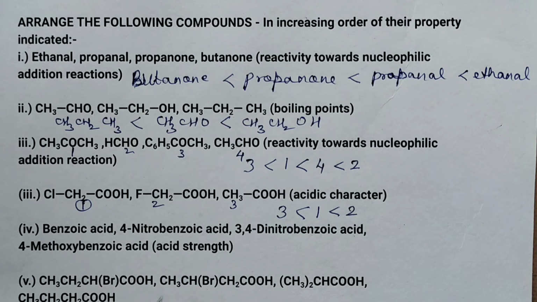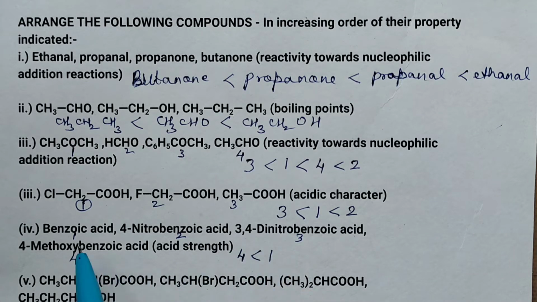Next, again acidic nature. This is normal benzoic acid. Then there are withdrawing groups: 4 nitro, 1 withdrawing group, 2 position withdrawing groups, 3,4 dinitro, and 1 repelling group. This is methoxy. If any electron repelling group is present, then the acidic nature will be less. If I number them 1, 2, 3, 4, the least acidic will be 4 because an electron repelling group is present in it. The electron repelling group will make the O more negative, so it will hold that H more tightly and it will not come out readily.